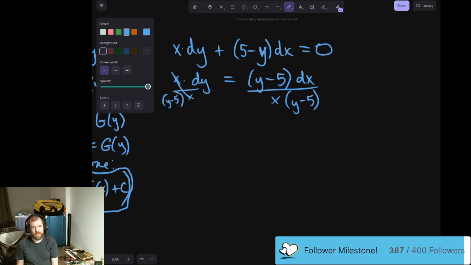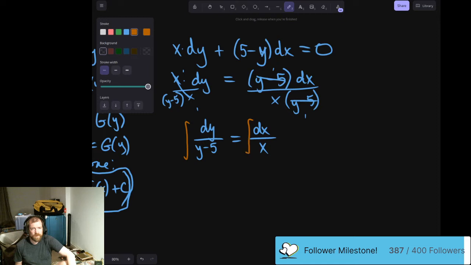Right, and the left-hand side ends up becoming dy over y minus 5 is equal to dx over x. We can see here, now it is separated. Cool. So we say, okay, we're going to take the antiderivative of both sides. Over on the left, this is the natural log of y minus 5. And over on the right, this ends up becoming the natural log of x.